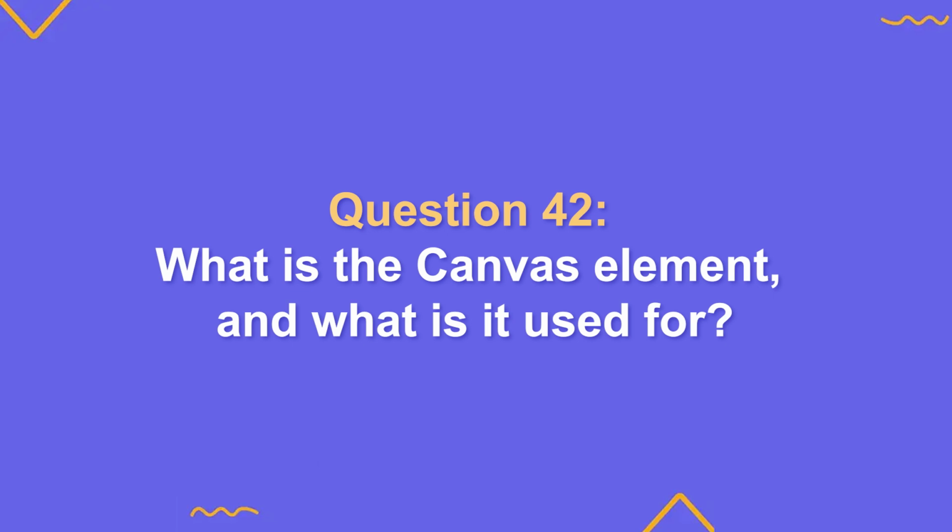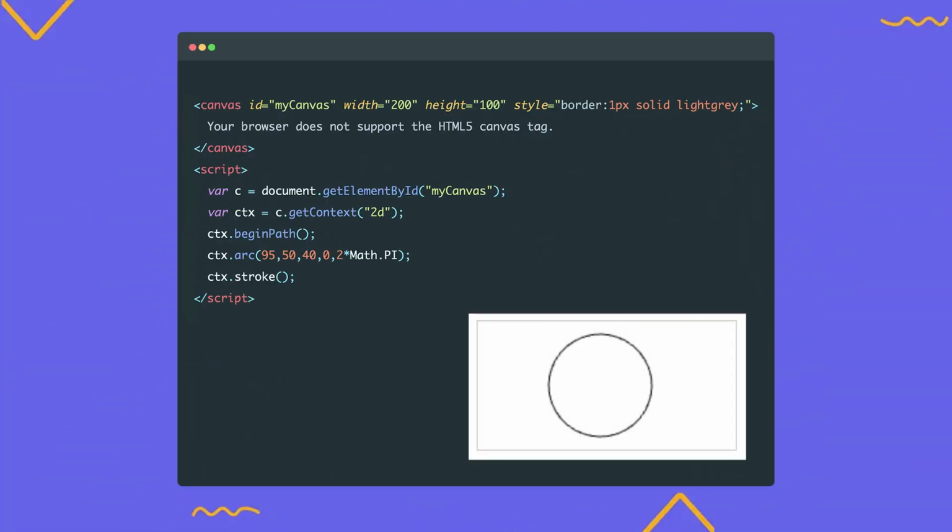What is the canvas element and what is it used for? Canvas is an HTML5 element designed for creating and displaying images, gradients, complex animations, and other graphics. It provides a space where you can use JavaScript to draw various objects, transform them, and adjust their properties. Essentially, Canvas offers a low-level API for working with graphics.